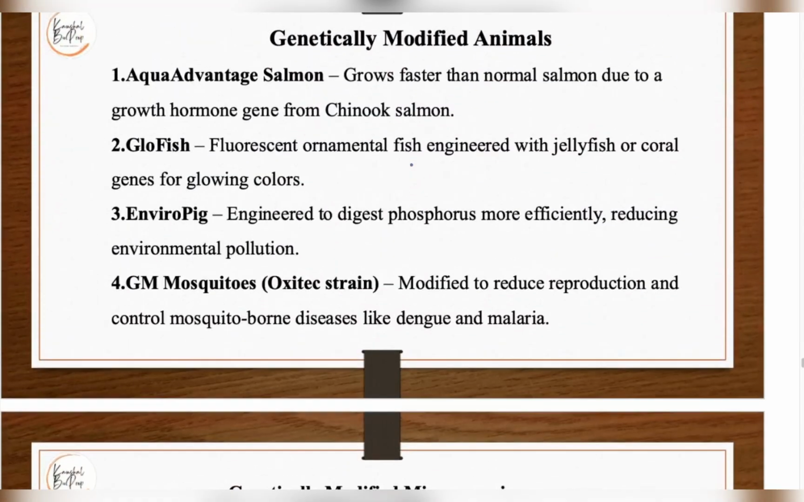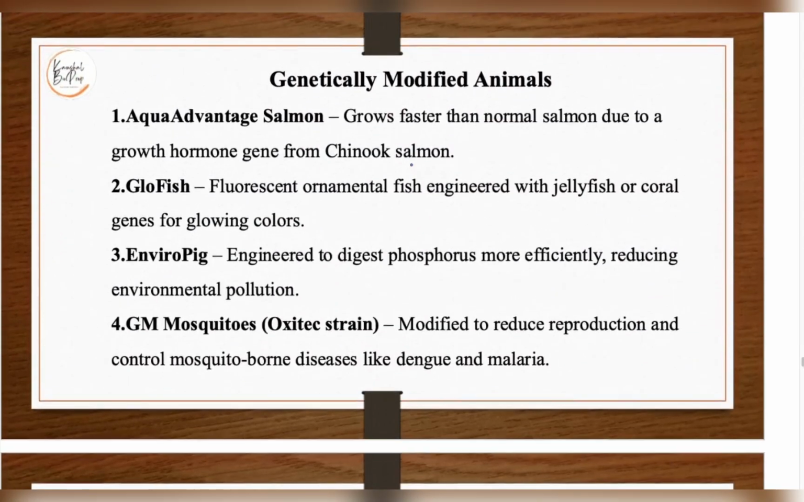Now finally, genetically modified animals. I am giving you certain examples, but I will encourage you to find more examples, especially for animals, because you are going to be competing in a zoology exam. So focus on the animals more. There are certain very commonly known organisms. For example, there is the AquAdvantage salmon, which grows much faster than the normal salmon due to a growth hormone gene from the Chinook salmon.